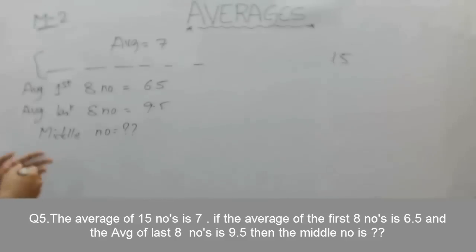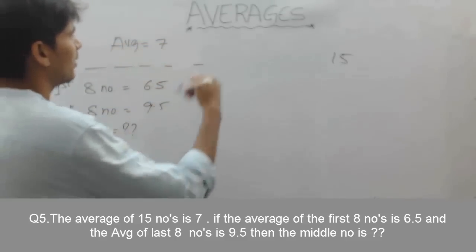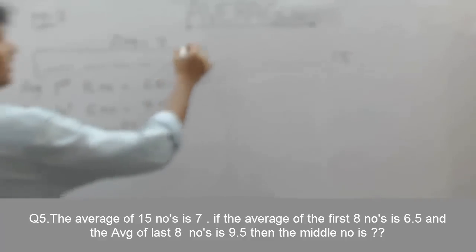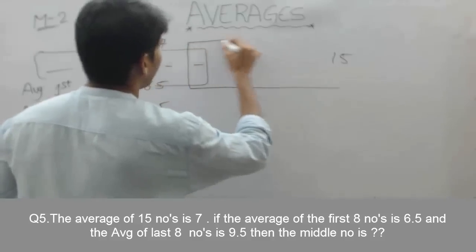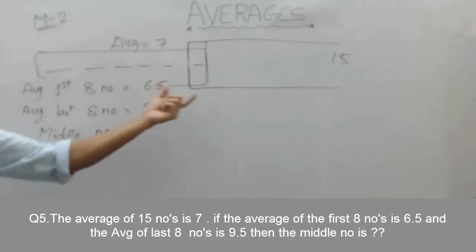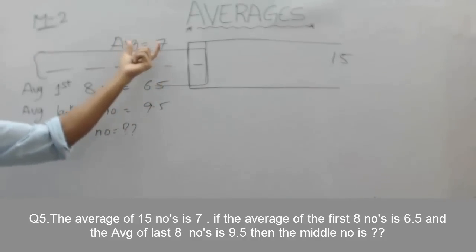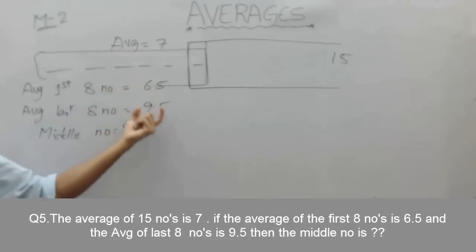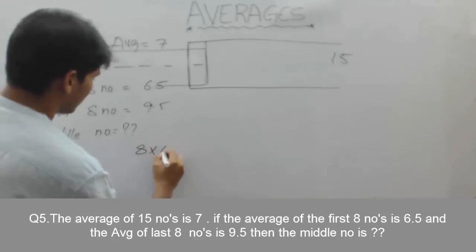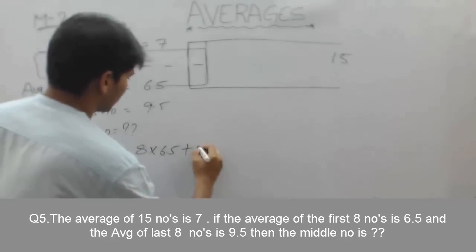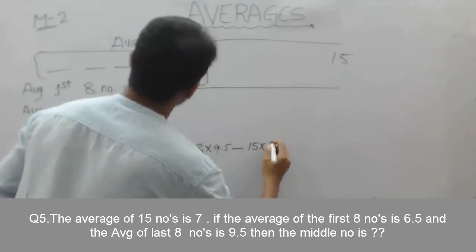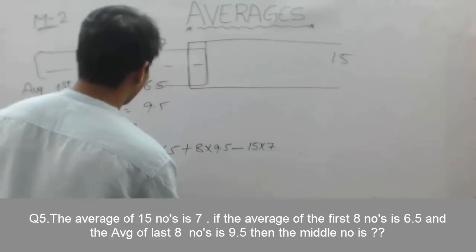So in the previous problem how we solved, here the middle number is included twice. That means the first 8 numbers average is 6.5, and again the last 8 average is 9.5. So the middle number here we have taken twice. So in the initial problem we subtracted the total average minus the average of the first and the last. Here what we are doing is 8 into 6.5 plus the last 8 into 9.5 minus 15 into 7, that gives your answer.